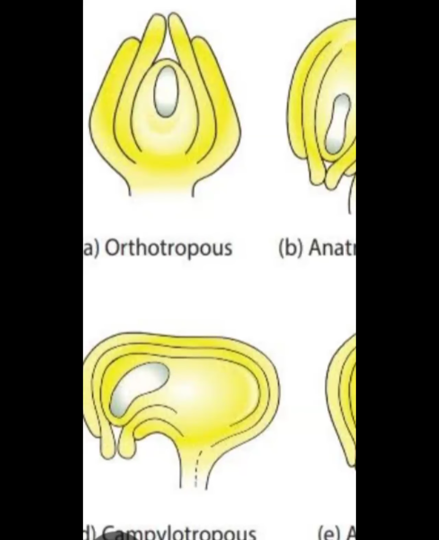And next, coming to the next part of the ovule, that is the micropyle. The micropyle is a small pore. It is present at the apex of the ovule.